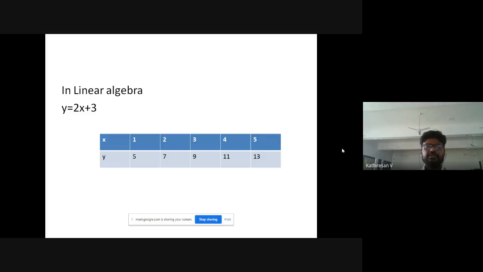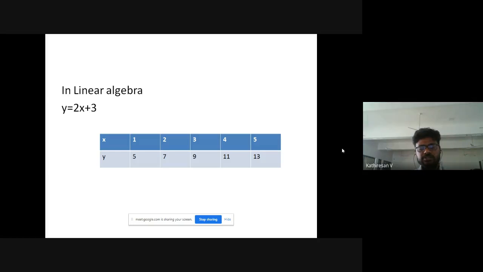Say, for example, y equal to 2x plus 3. This is nothing but a straight line equation, y equal to mx plus c. Normally the x values are given to you in your linear algebra problem, so you have to find the y value by applying this equation. You substitute all the x values one by one in this equation and find y. That's how you represent this table. This is how you solved linear algebra problems in your schooling and everywhere.